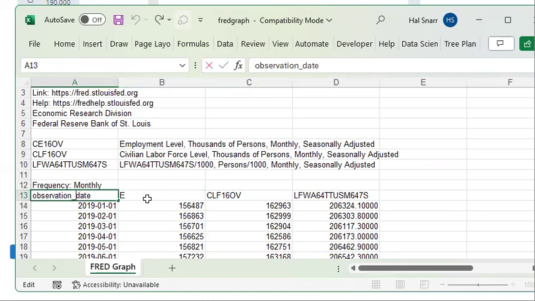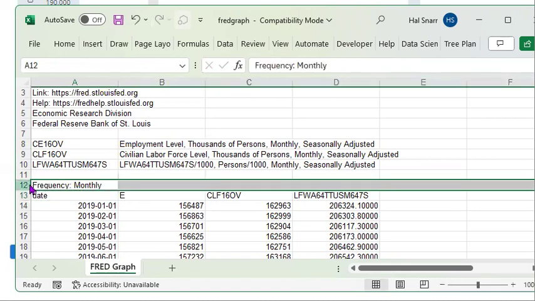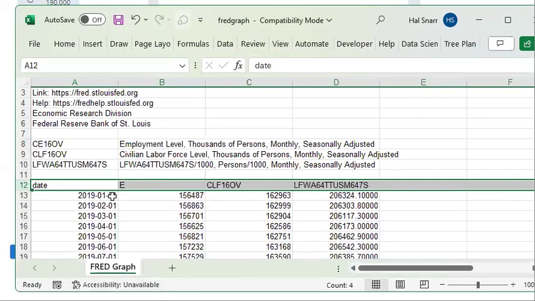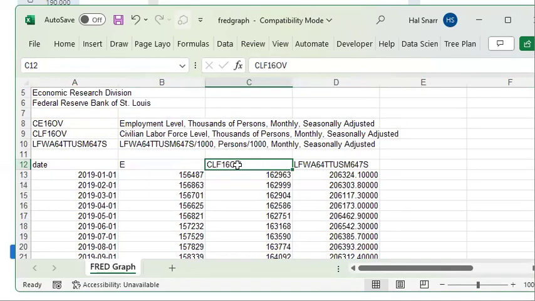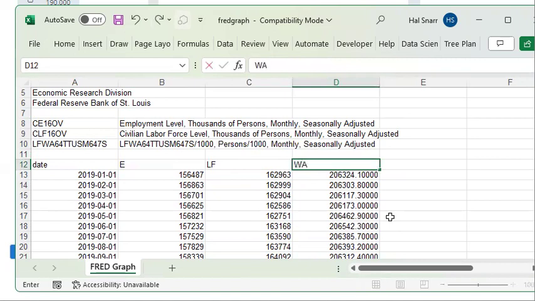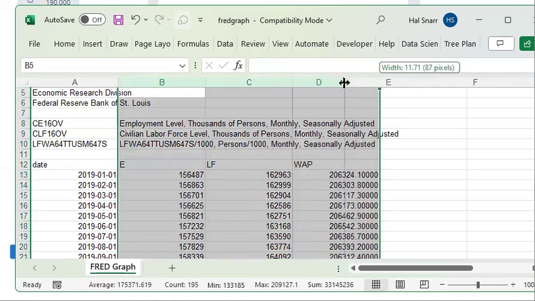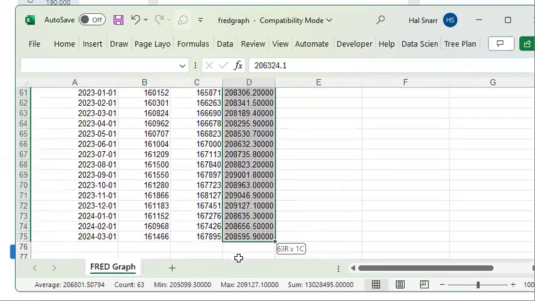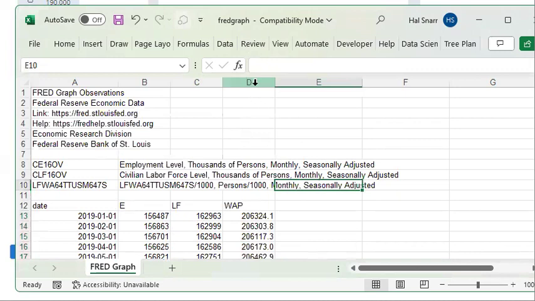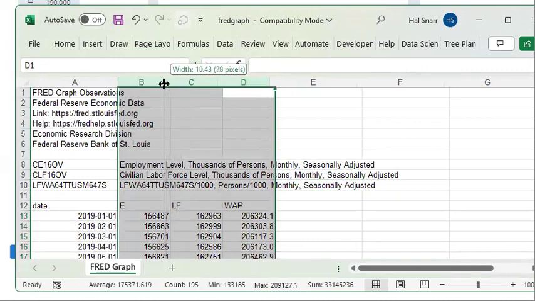We're going to change this to date, just date. And it's obviously monthly, right? Because you see the months increase and the year eventually increases. This right here is the labor force level, right? I'm going to call that LF. So this is the working age population. We usually call it WAP, working age population. And all three of these are in thousands, right? So I'm going to shrink the number of decimal places here, and then skinny it up a little bit.